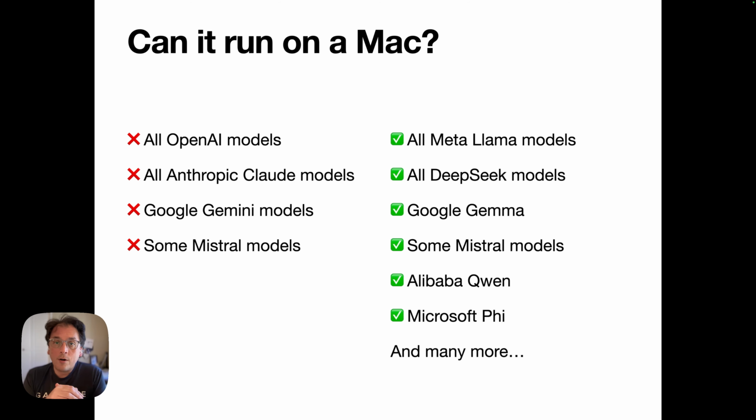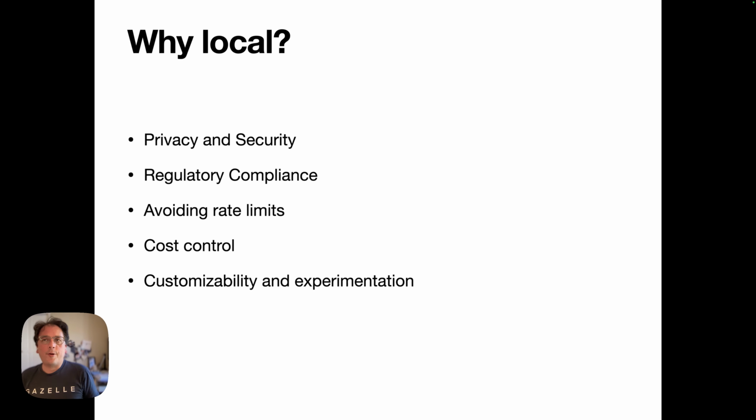But what you can run are all Llama models from Meta, all DeepSeek models, Google Gemma, some of the smaller Mistral models, Alibaba Qwen, Microsoft Phi. I mean, it is a long list. You can run a lot of state-of-the-art models on your Mac, and again, also some on your iPhone. And these models are pretty much on par with the previous generation of OpenAI models, I would say.